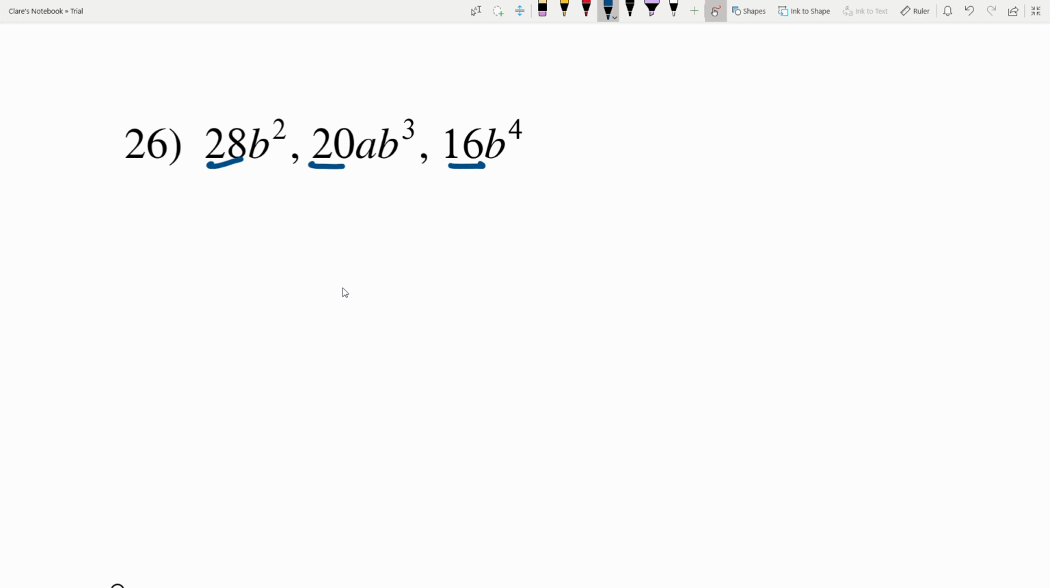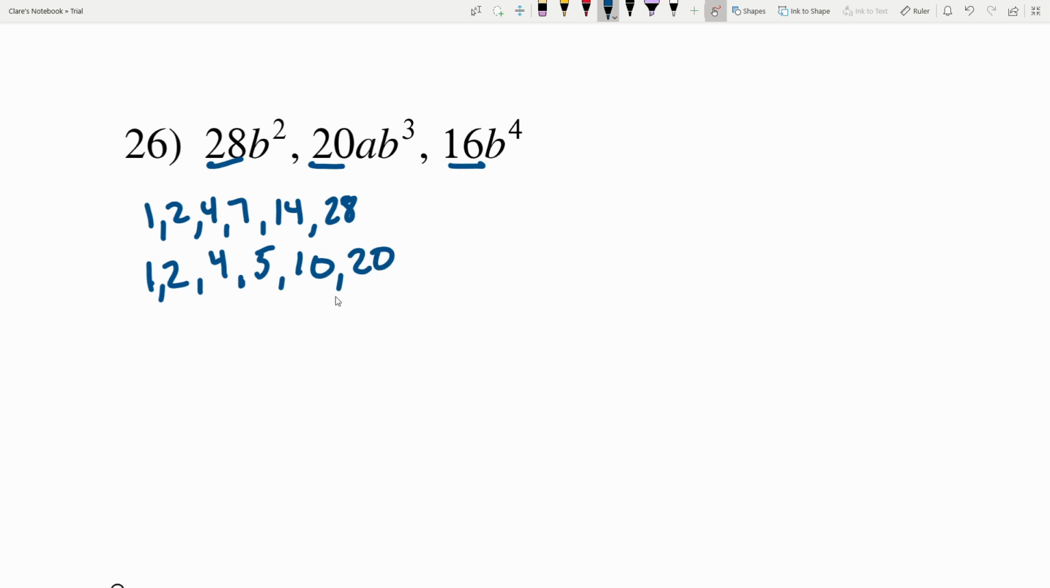And let's try this. I know this is going to be a large number, so let's look at the different factors. The factors of 28 are 1, 2, 4, 7, 14, and 28. The factors of 20 are 1, 2, 4, 5, 10, and 20. And the factors of 16 are 1, 2, 4, 8, and 16. I'm only going to write 4 once because 4 times 4 is 16.